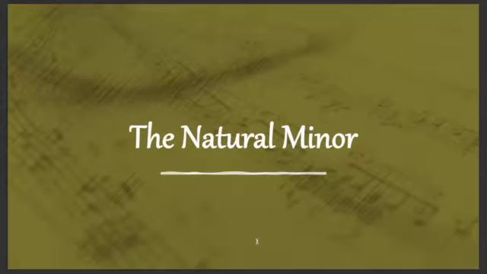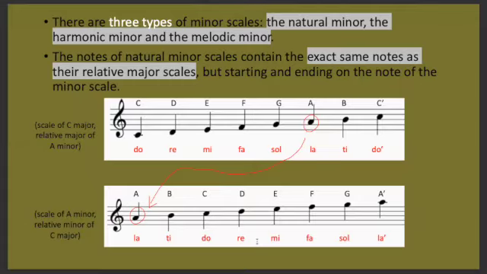The natural minor. There are three types of minor scales: the natural minor, the harmonic minor, and the melodic minor. The notes of natural minor scales contain the exact same notes as their relative major scales, but starting and ending on the note of the minor scale.